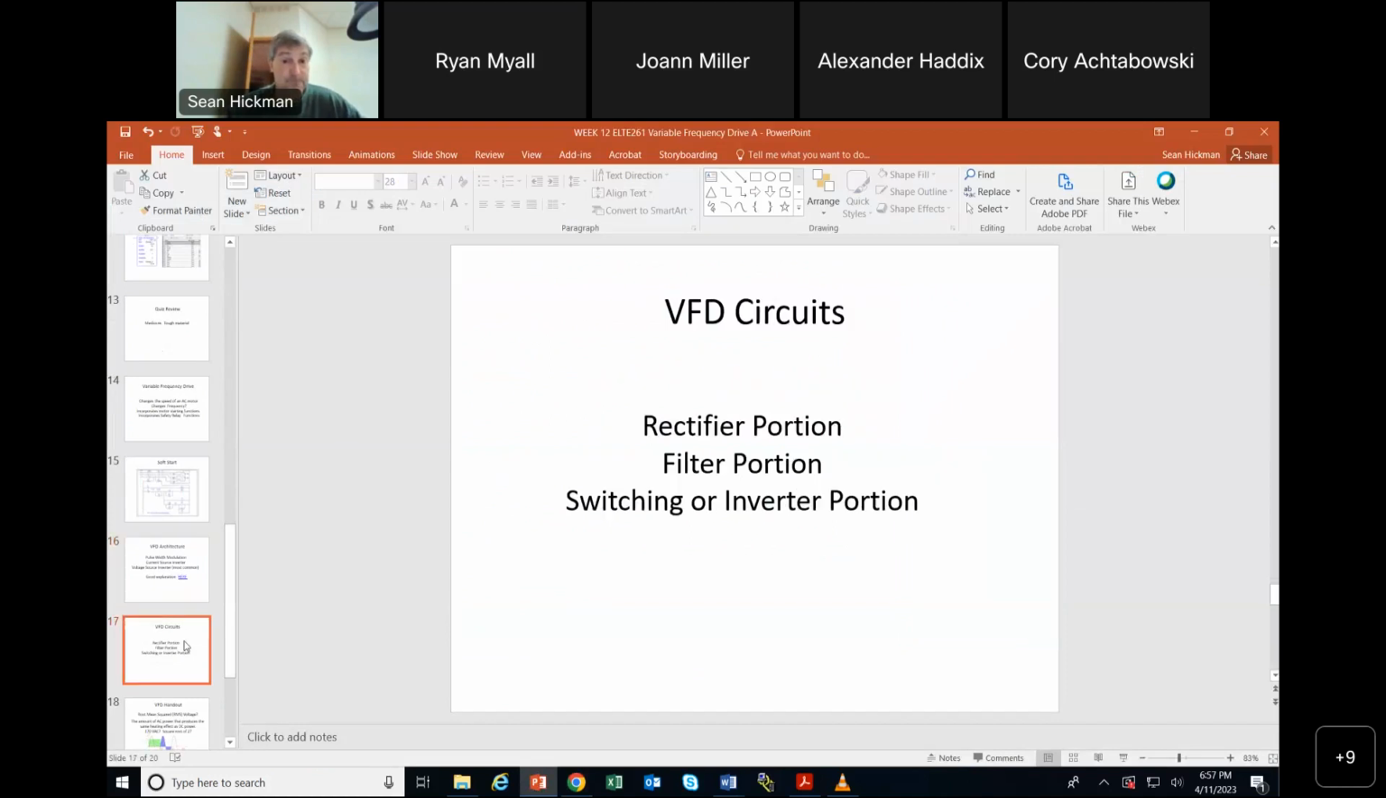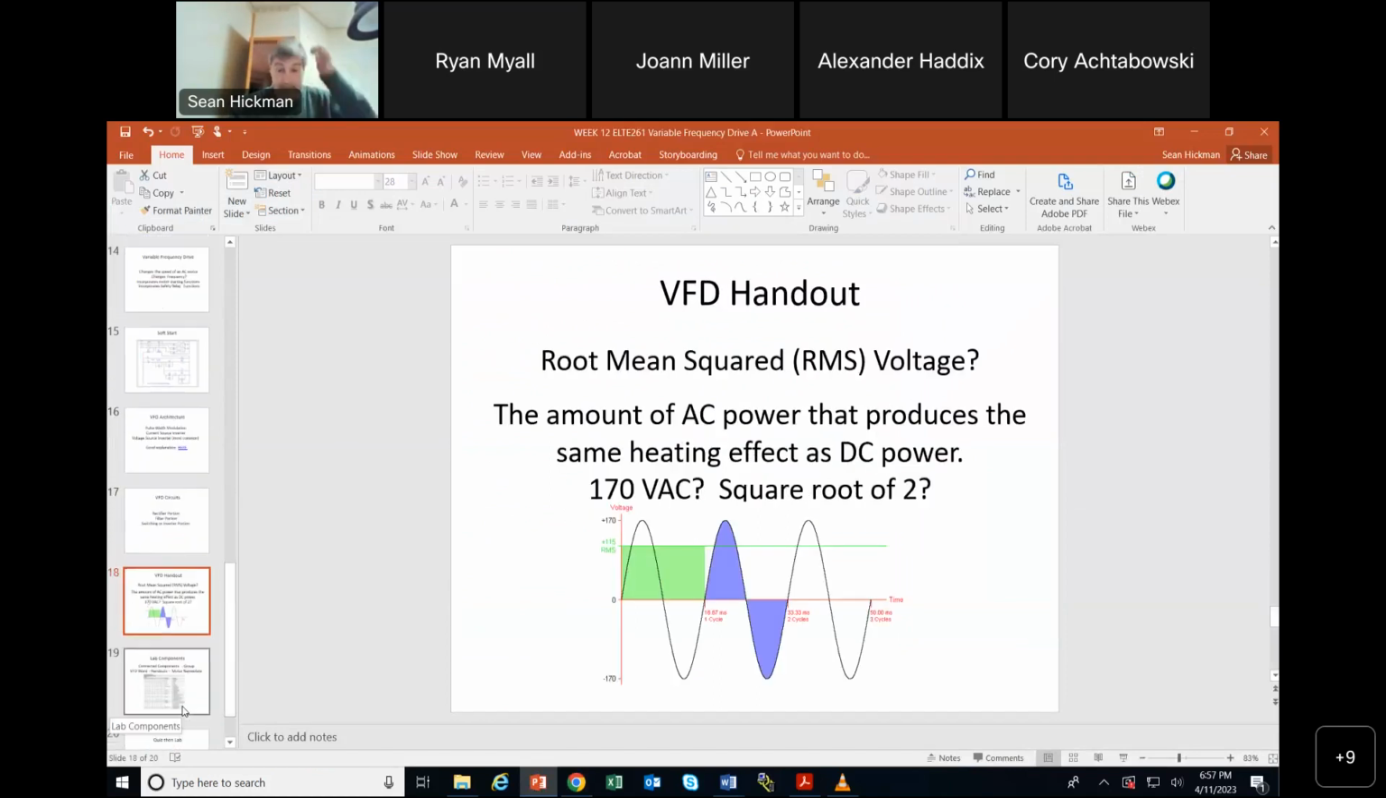All right. So those are our options: a rectifier, filter, switching, inverter, and I just want to review them. I've got some handouts here that we'll go through. But let's talk about root mean square voltage. On a scale of 1 to 10, do you understand it? Have you heard about it? RMS voltage.